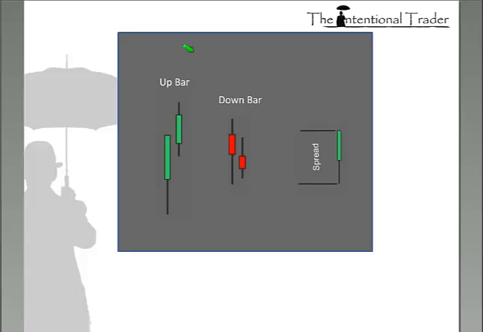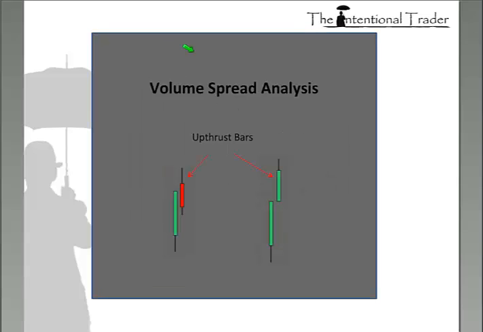Something we need to be looking for while we're trading this: we need to know the difference between an up bar, where price continues to close up, a down bar, where price is continuing to close down, and the spread of a bar, which means the high and low of the bar, not just the open and close of the bar, but the high and low of the bar and the close of the bar. Okay, those are very important to us, also very important things to look for.